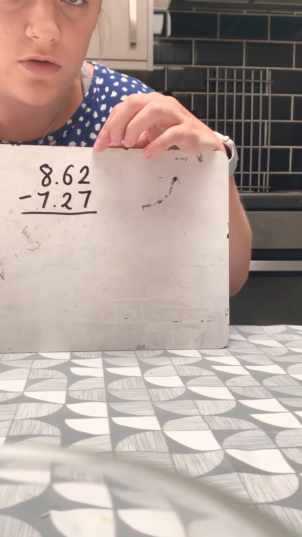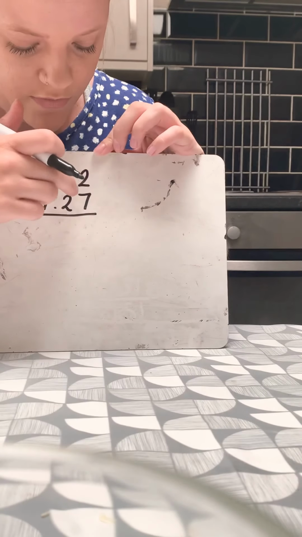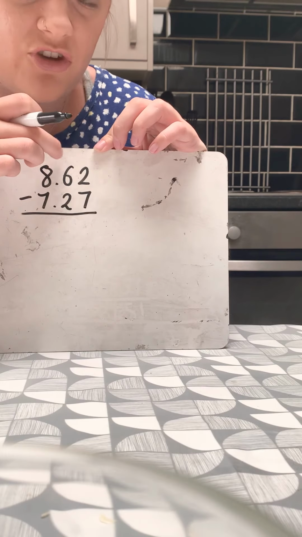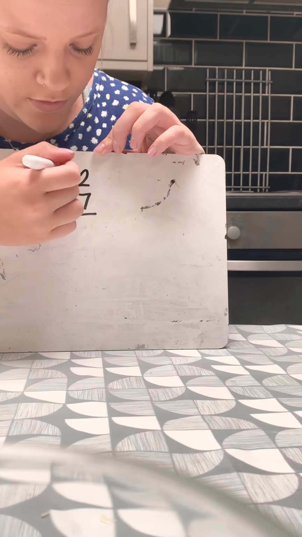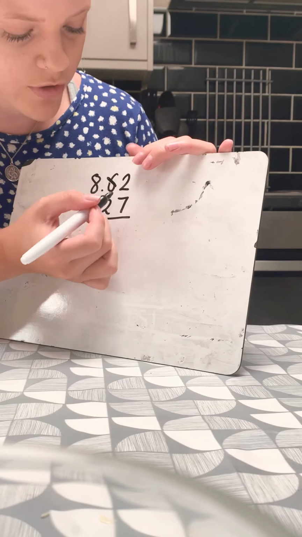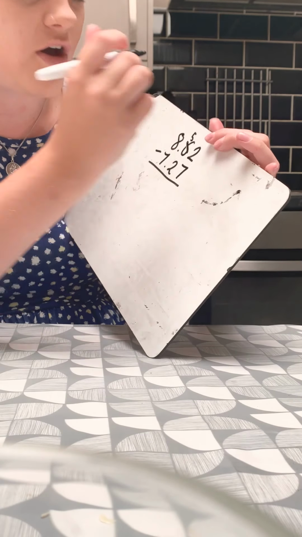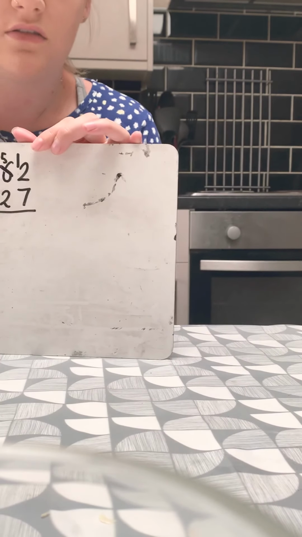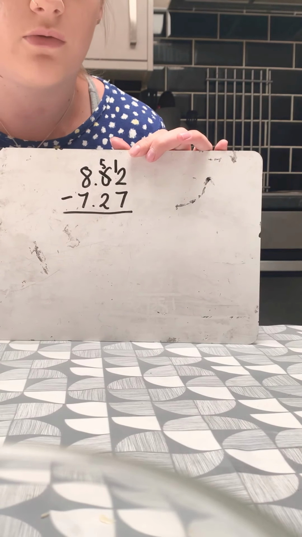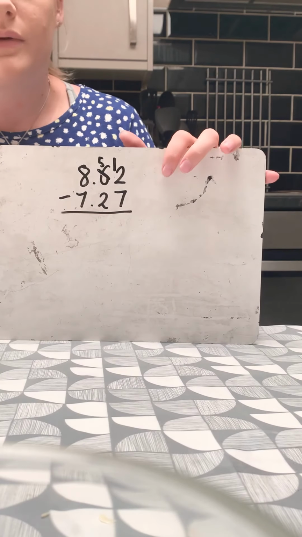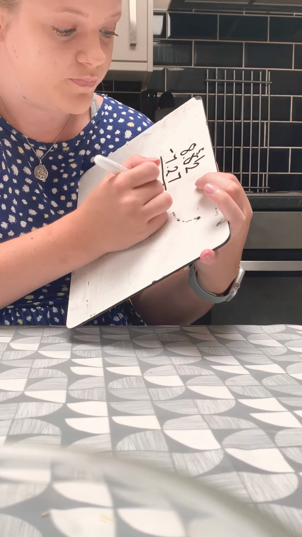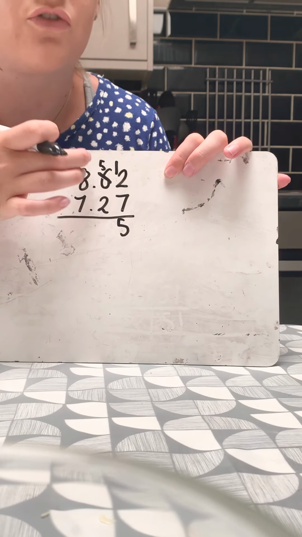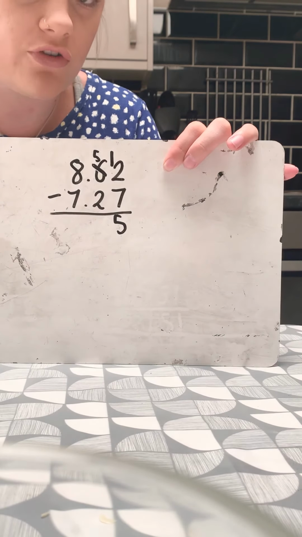My calculation is 2 take away 7, which I can't do. So I'm going to exchange from next door. I'm going to exchange a tenth for 10 hundredths. So I'm going to cross through so I remember that I've done that, and this becomes 5 tenths because I've borrowed a tenth. Give me 10 hundredths. So now I've got 12 take away 7, which I can do. 12 take away 7 would leave me with 5. Then I've got 5 take away 2, not 6, because I've exchanged from there. So it's really important that you remember to cross out what's happened.